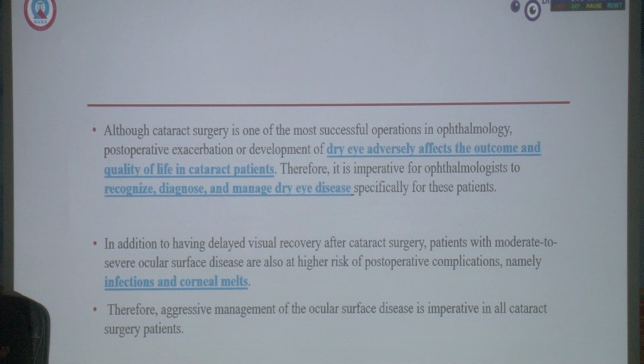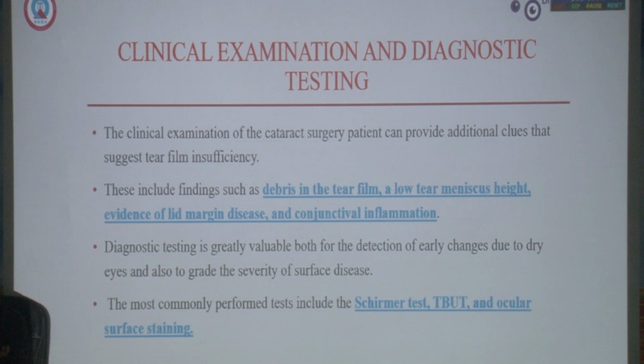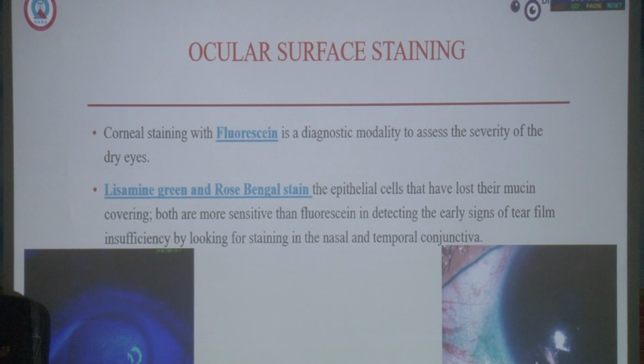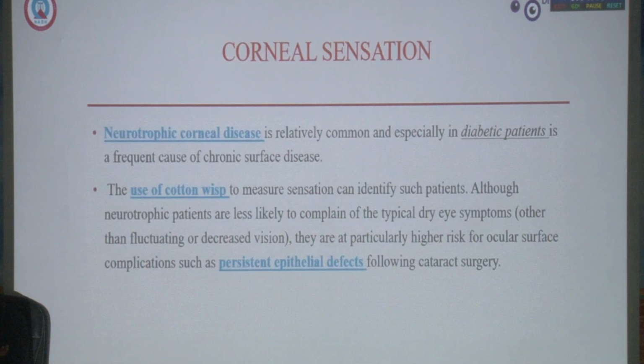So in the preoperative period, we should diagnose and manage the dry eye disease. For the diagnosis, patient history is very important. Patients may give a history of grittiness, discomfort, blurry vision, fluctuating vision, or there may be a history of some systemic collagen vascular disease, so we should look out for this in the preoperative period. On clinical examination, you can find debris in the tear film, a low tear meniscus height, and evidence of lid margin disease. On performing the fluorescein stain, we can find SPKs or superficial punctate keratopathy that we can sometimes miss in a normal slit lamp examination.